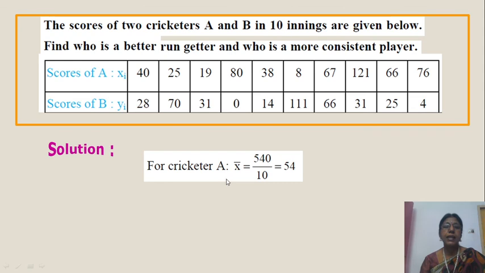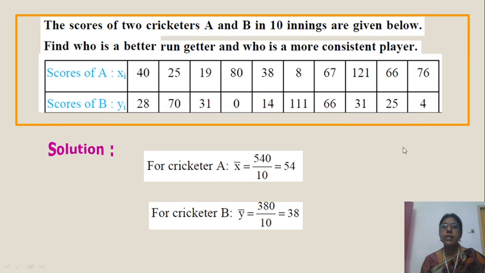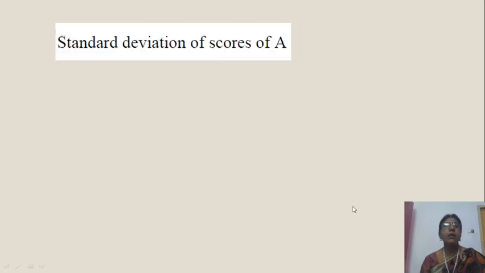Okay, for cricketer A, X bar, the mean, means the sum of the observations by the number of observations. We have 10 innings, 1, 2, 3, 4, 5, 6 up to 10. So X bar is sigma XI by N, you get 54. Similarly for cricketer B, Y bar is sigma YI by N, add all these values, you get 38. Okay, X bar, Y bar.